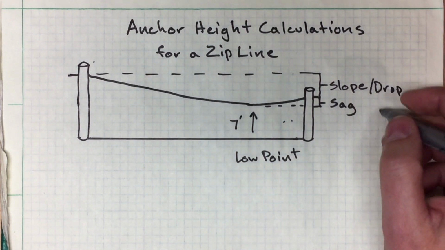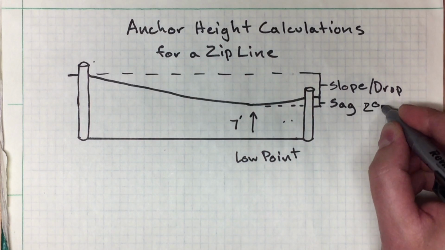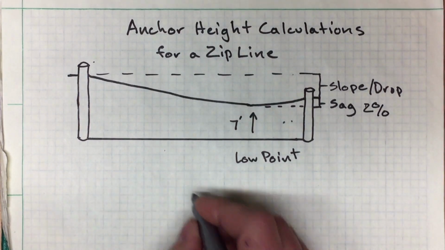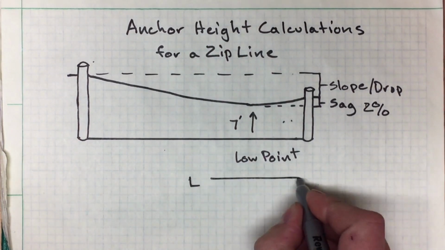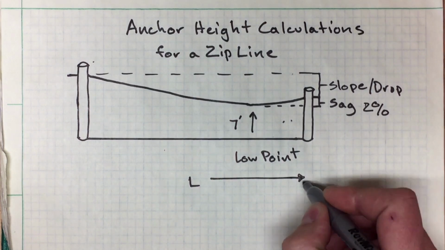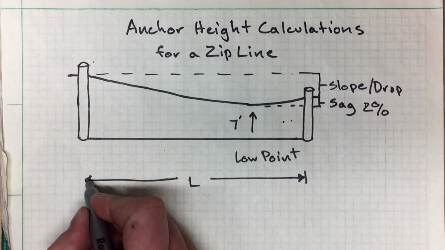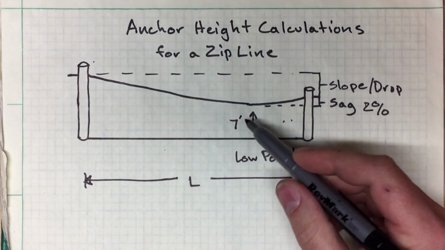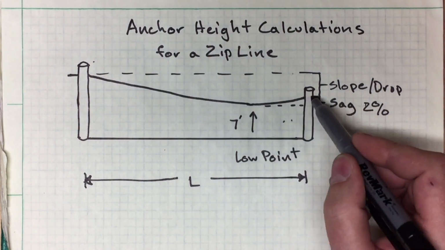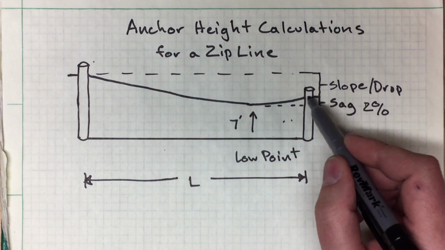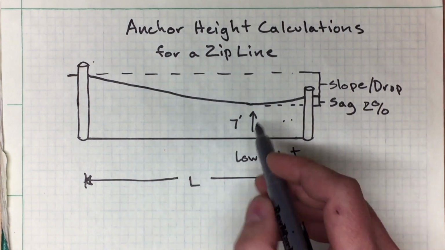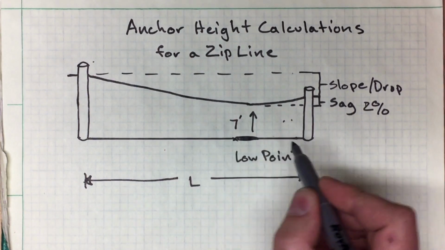This sag is 2% of the total length of the zip line. So if this is a 100-foot zip line, that's just a simple 2 feet. So you'd start with 7, add 2. Your ending anchor is at 9 feet relative, again, to this zone right here.